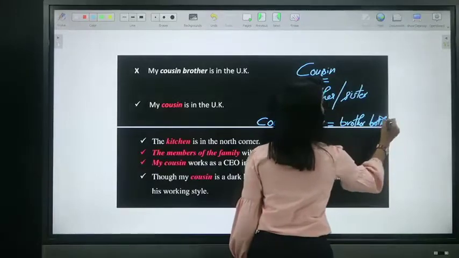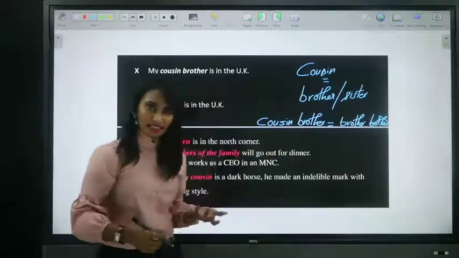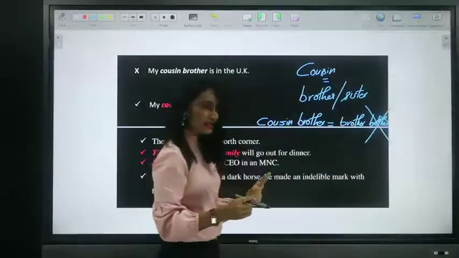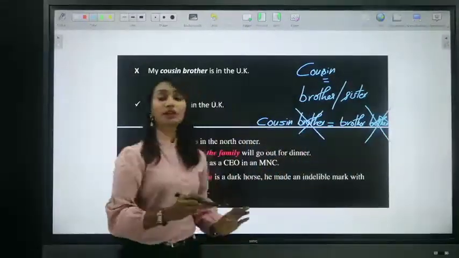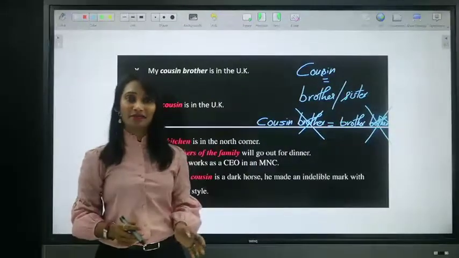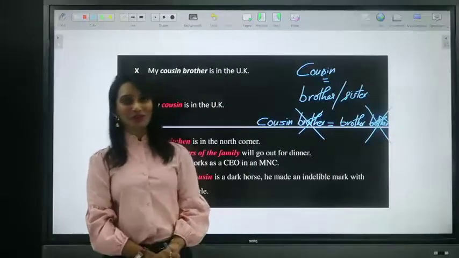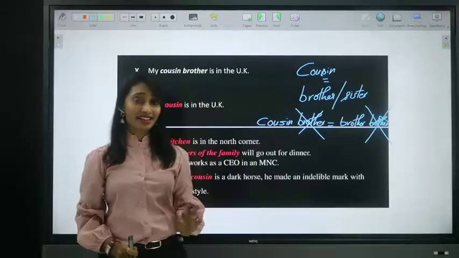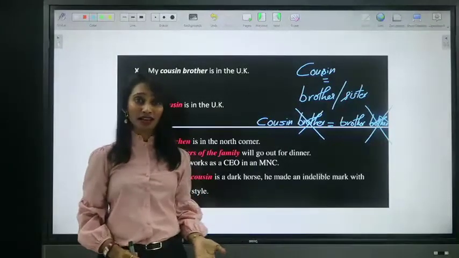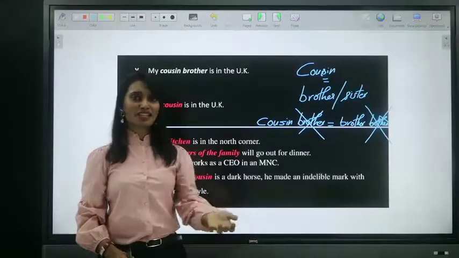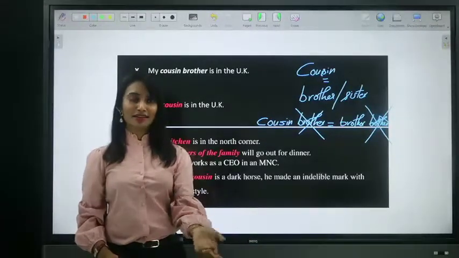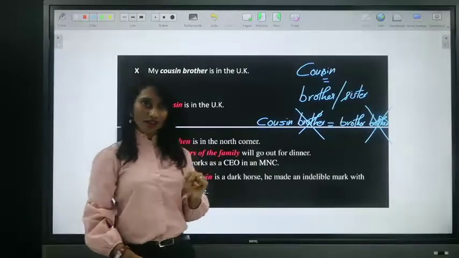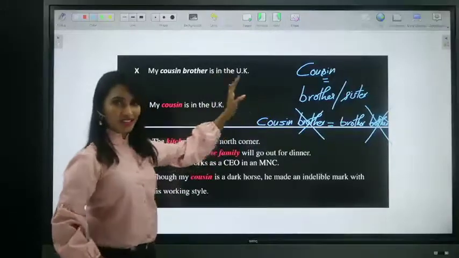So what is brother brother? Is it giving any sense? No, it is redundant, used unnecessarily. So do not use cousin brother. In the same way, twin sister, twin brother, no, twins. Based on the context, they can understand whether it is male or female. He's my cousin. She's my cousin. He's her twin. You got it, right? So do not use brother or sister with cousin or twin.